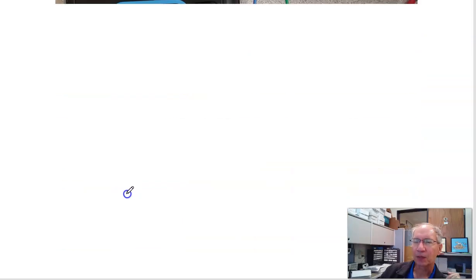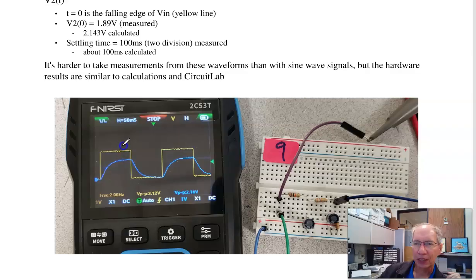That's V1. If I go on to V2, here is V0. The blue line is V2. It starts out at 1.89 volts, similar to what I calculated. Starts out at 0 slope and then settles out. That blue line is similar to what we calculated.